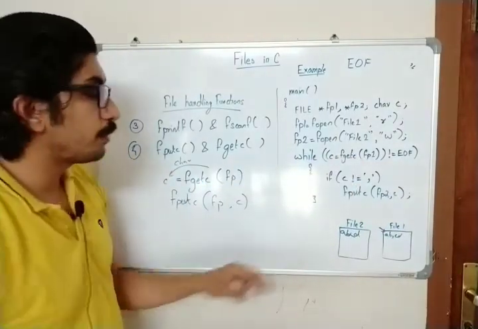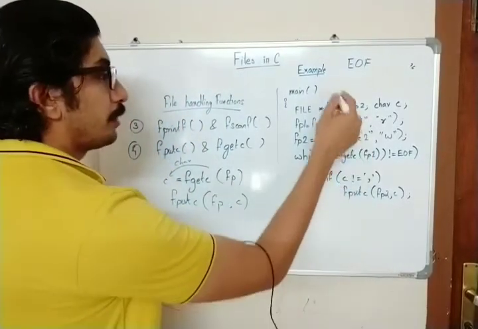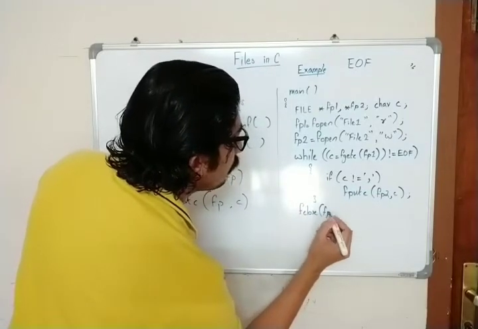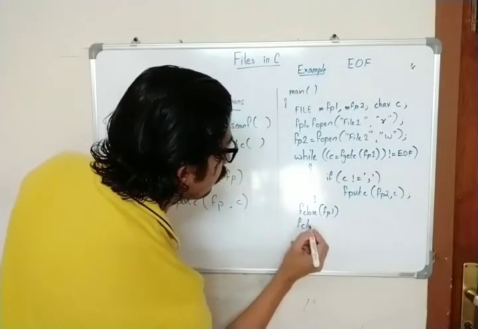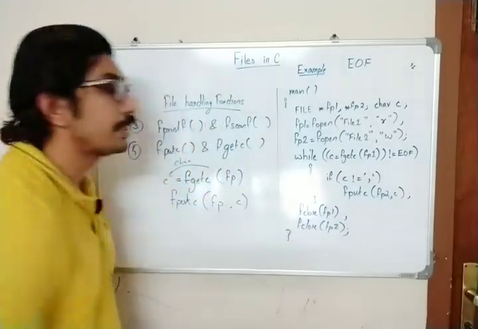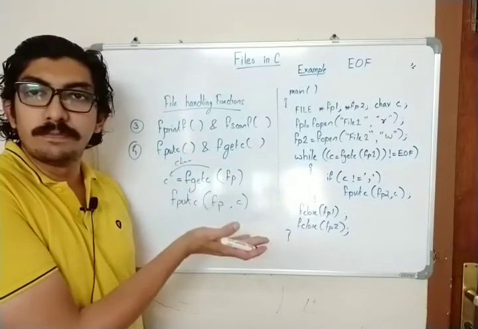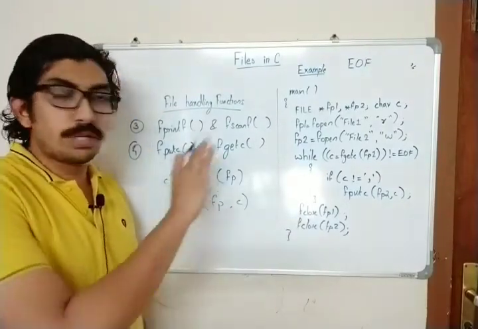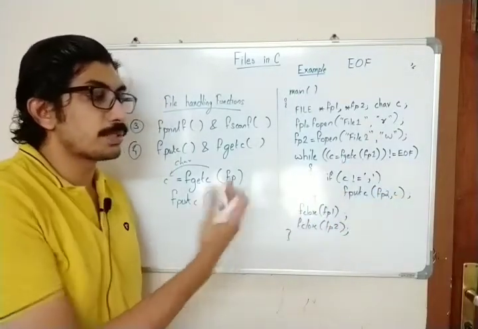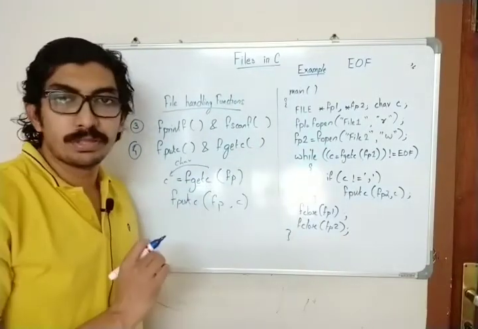Once we are out of the while loop, we are done with the program, so we can close the files: fclose(fp1) as well as fclose(fp2). So this will be the program to copy contents from one file to another. If we are simply copying without any constraints, we can remove this if statement and simply write fputc(c, fp2). So the entire file contents will be copied to the second file.